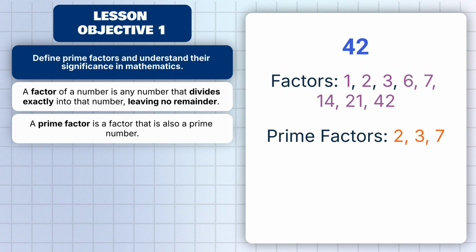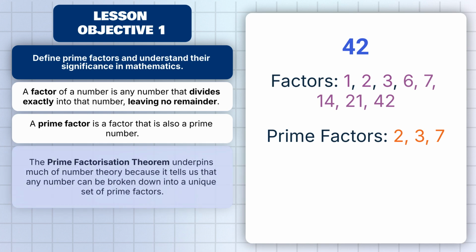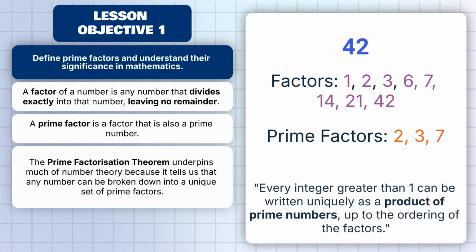The importance of prime factors is highlighted by the prime factorization theorem, which states, every integer greater than 1 can be written uniquely as a product of prime numbers up to the ordering of the factors. This theorem underpins much of number theory because it tells us that any number can be broken down into a unique set of prime factors, which is fundamental for various calculations in mathematics.